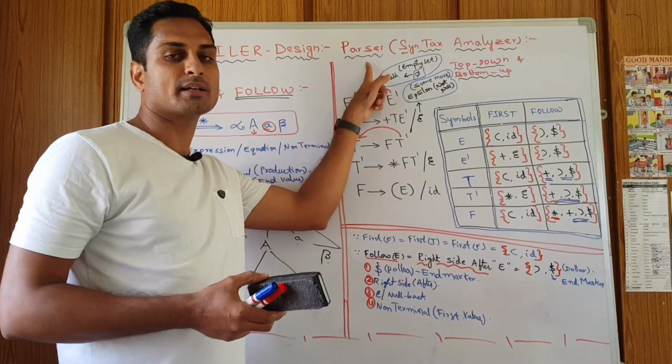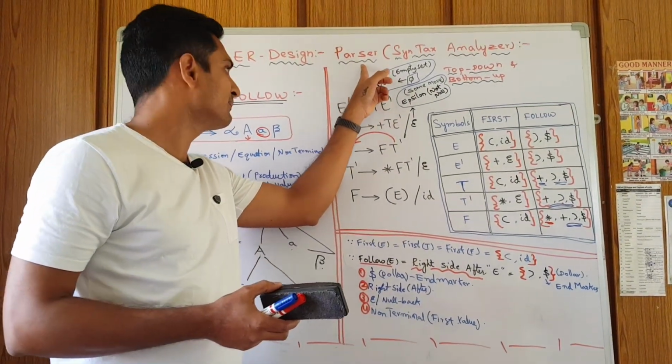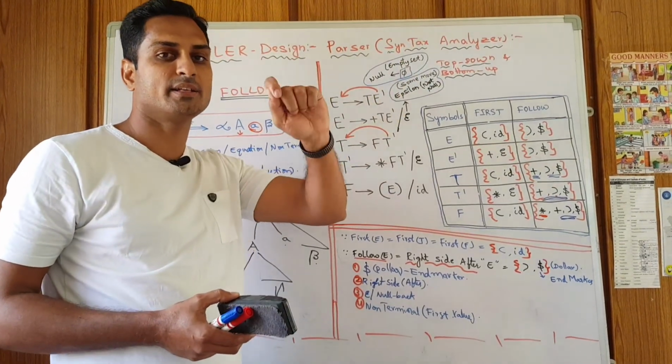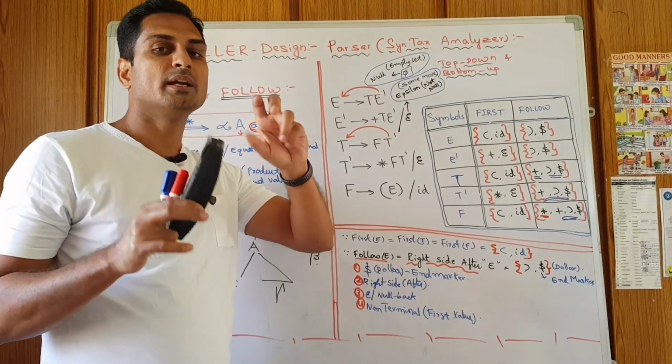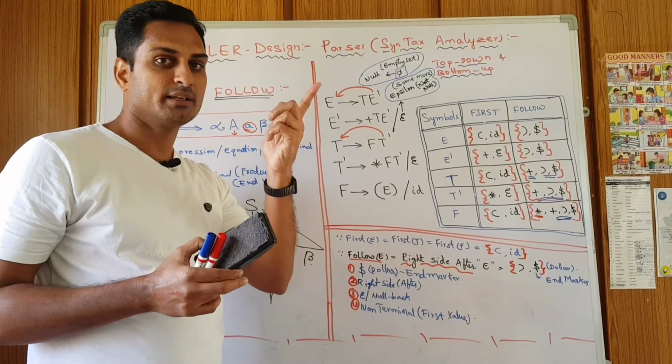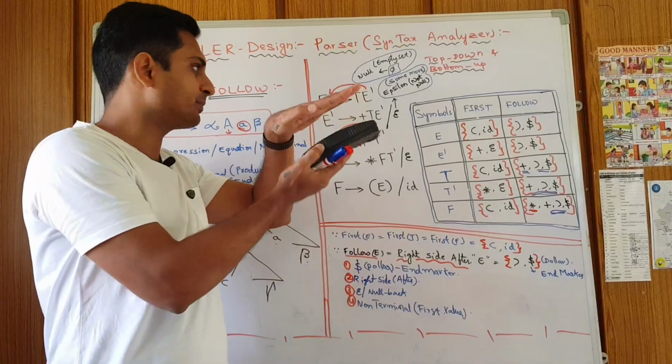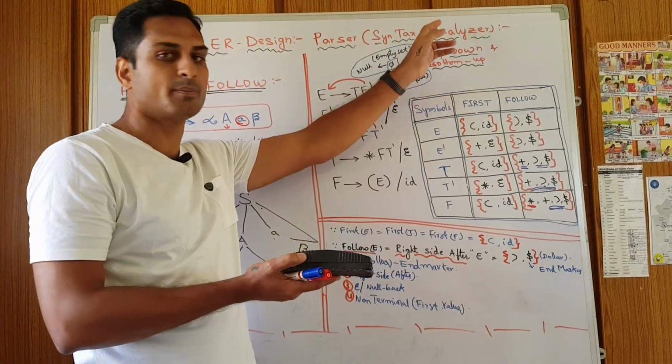Here our topic is parser. Parser is nothing but, you know that, syntax analyzer. Syntax analyzer means finding errors in our program. When you type a program, the compiler will check the errors, right? That will be done either top to down or bottom up. Top to down parser or bottom up parser.